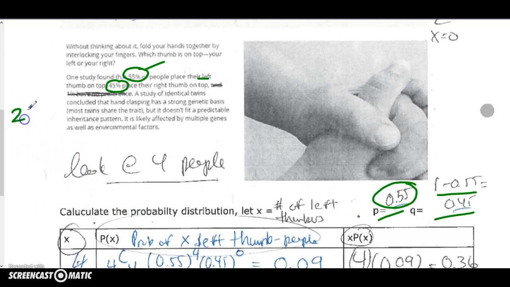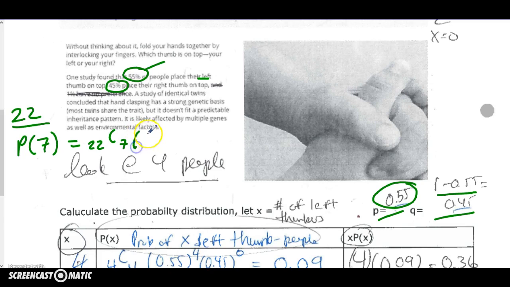Let's say I have 22 people in class, and I want to figure out the probability that exactly 7 of them are going to be left thumbers, we'll call them. These are people who have their left thumb on top of their right thumb when they close their hands. We're going to call left thumb success. So of the 22 trials, we're going to have 7 of them be successful.